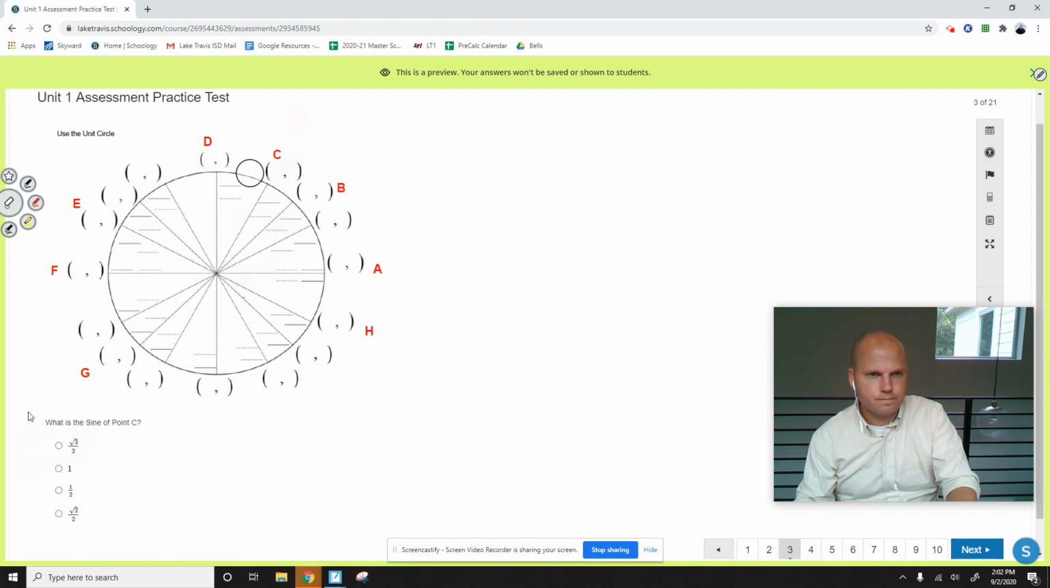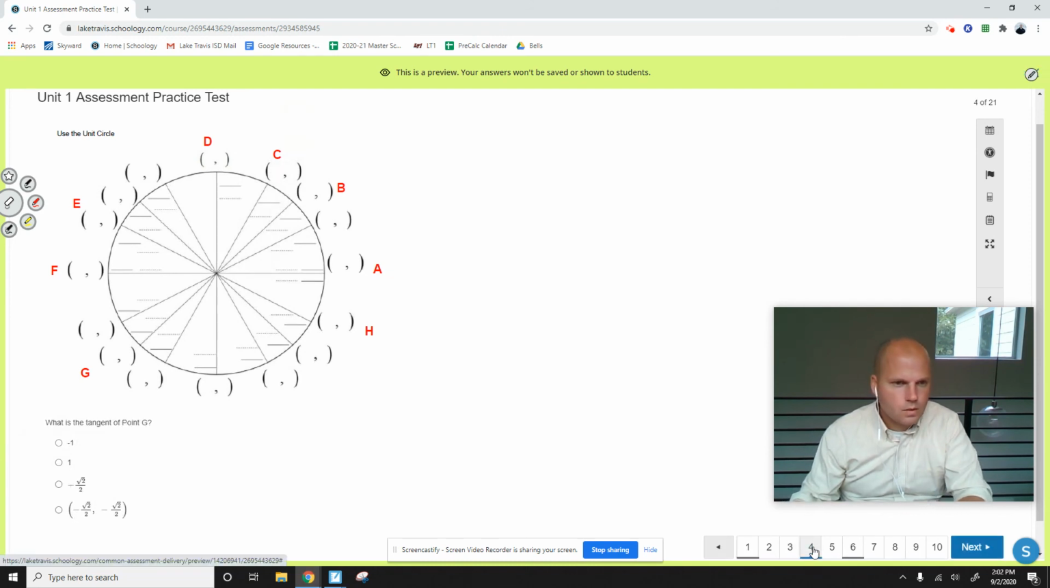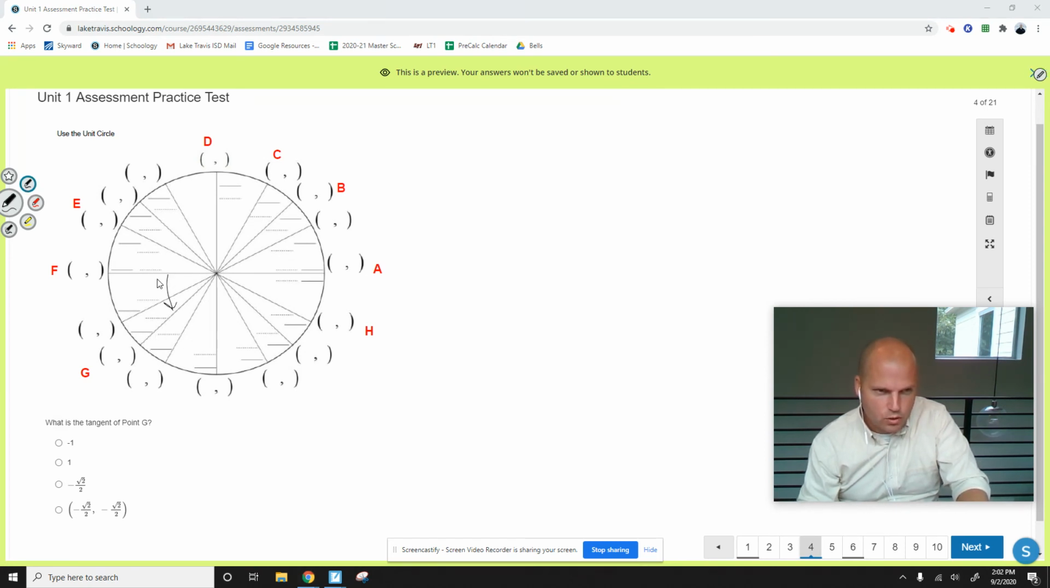Let's do another one. Tangent of point G. All right, it looks like point G is down here. It's the middle one. So the middle main one is going to be a pi over 4. It's going to be 45 degrees away. Okay, so 45-degree reference angle.